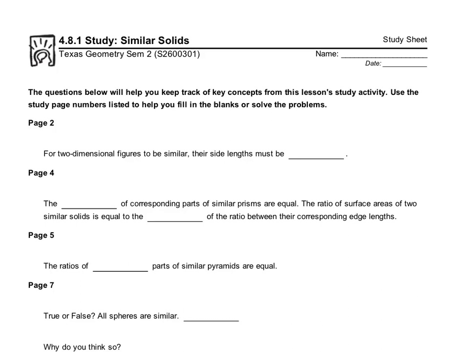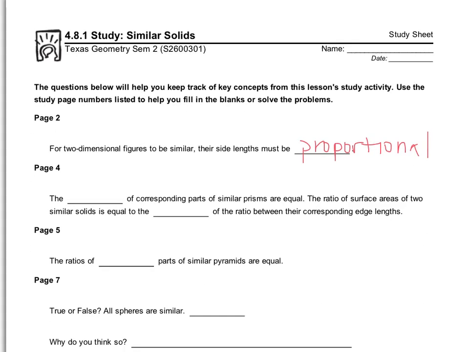Going back to this idea of similar figures, we're talking now about similar solids, or similar three-dimensional shapes. For two-dimensional figures to be similar, we know their side lengths must be proportional. That's what makes them similar, that they are proportional. The same thing is true about prisms: the ratio of corresponding parts of similar prisms are equal.